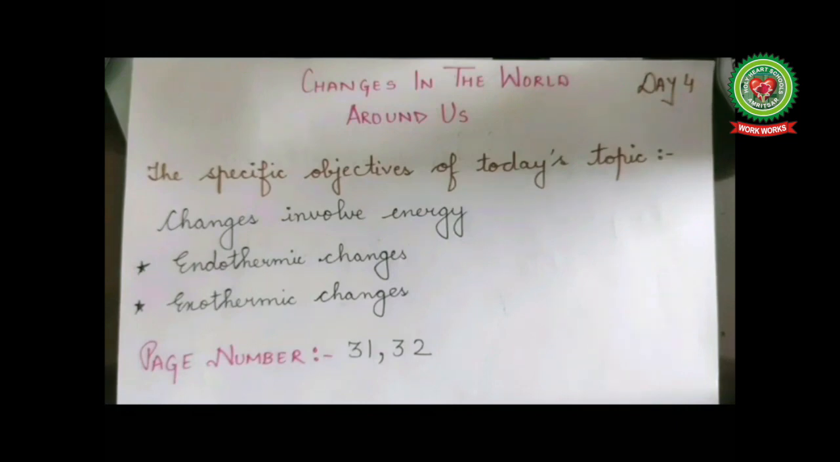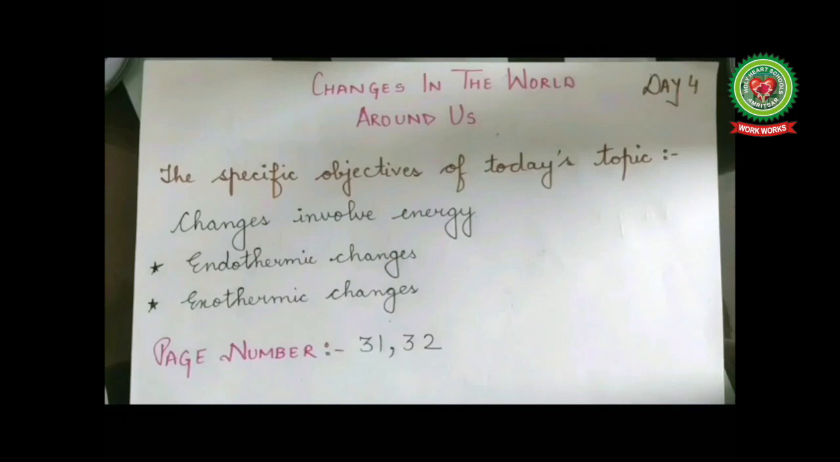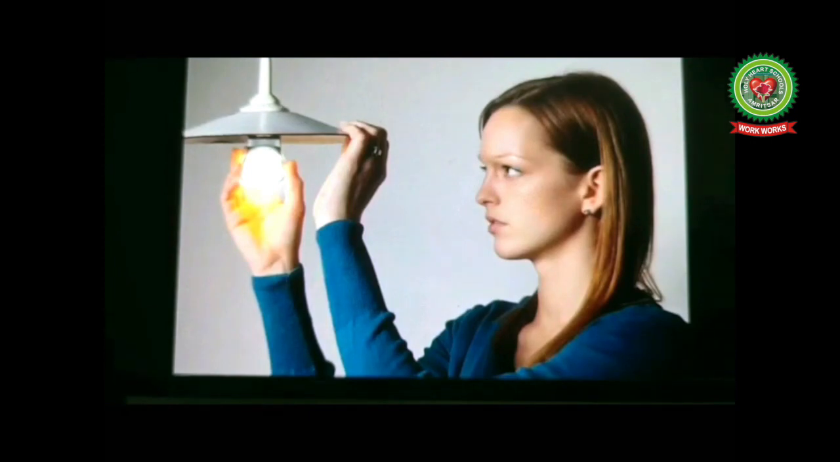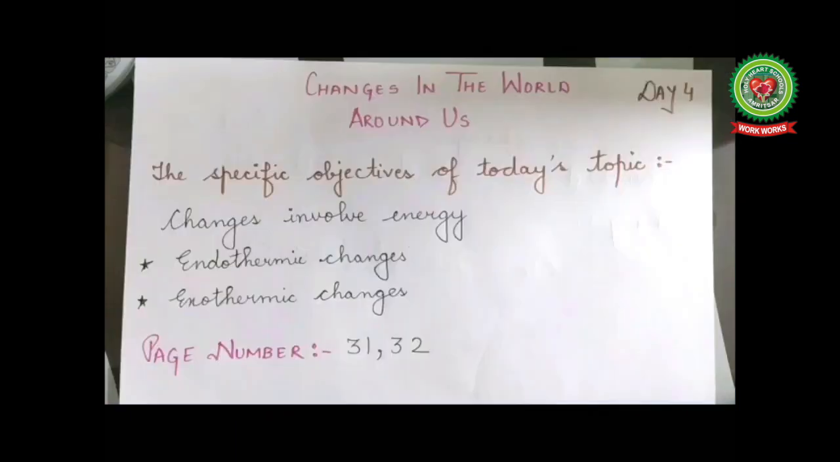Till now we have discussed various types of changes. But students, when any change occurs, there is always loss or gain of some kind of energy. For example, cutting of an apple involves muscular energy. Switching on a bulb involves electrical energy. And burning of a matchstick involves heat energy. Today, we are going to discuss the changes that involve heat. That is, they will either release or absorb heat.